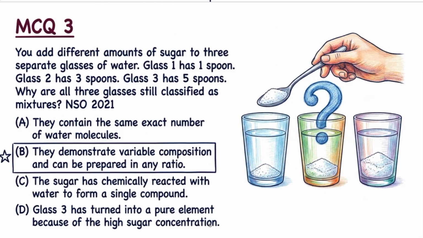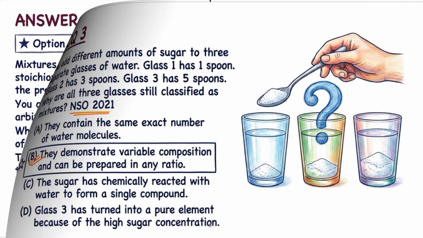Now question number 3. You add different amounts of sugar to 3 separate glasses of water. Glass 1 has 1 spoon, glass 2 has 3 spoons and glass 3 has 5 spoons. Why are all 3 glasses still classified as a mixture? This is an NSO 2021 question. Because a mixture has variable composition, right? That's why we can mix any amount of any component in any ratio. That's why B is the correct answer.